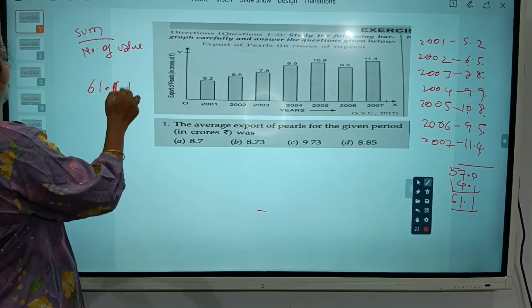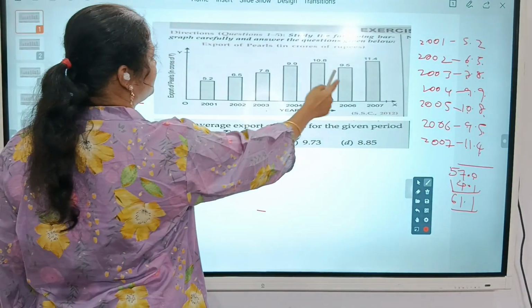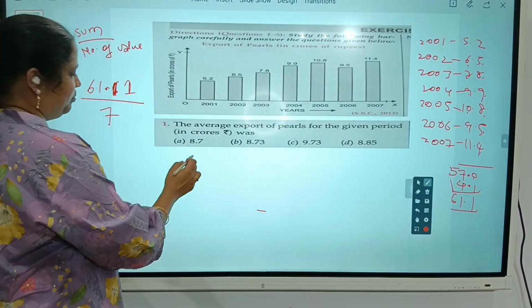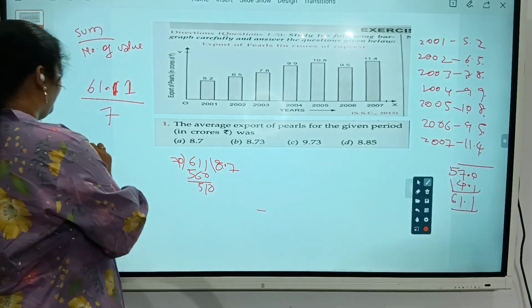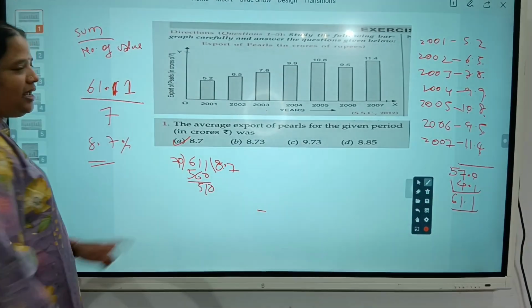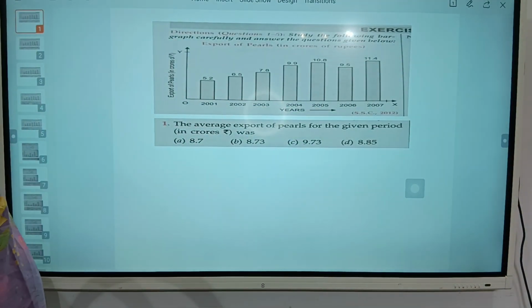61.1 by how many values are there? 1, 2, 3, 4, 5, 6, 7. By 7. So it will come around 8.7. Okay, A is the answer. Now we will go to the second question.